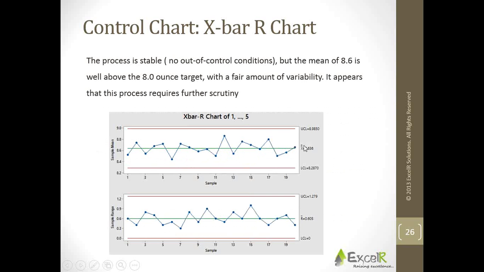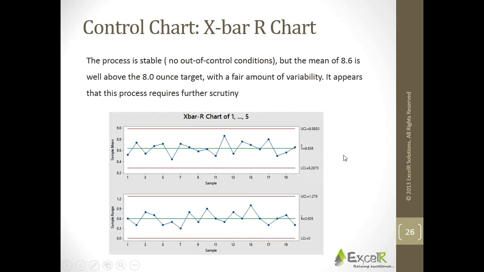Hence you see X bar bar. X bar itself means it's an average. Average of average will be shown as X bar bar. So whenever you see this kind of notation, X bar bar, you need not be surprised. That means we have taken average of already averages.